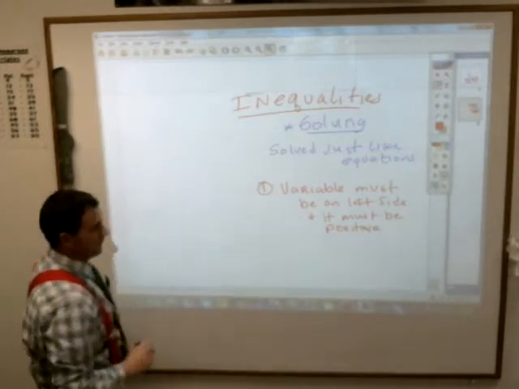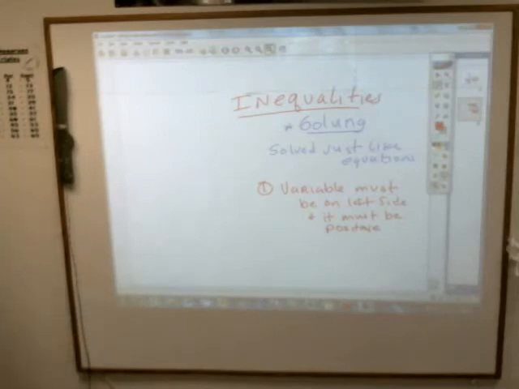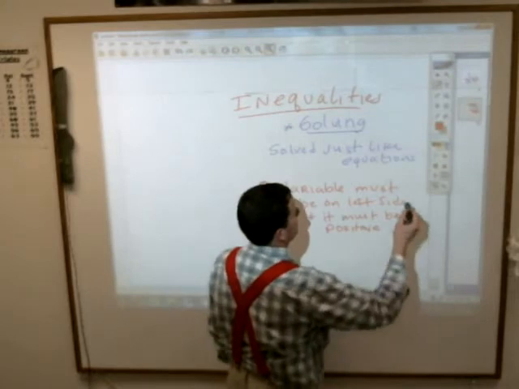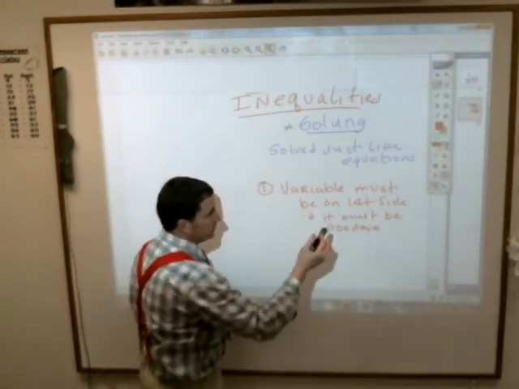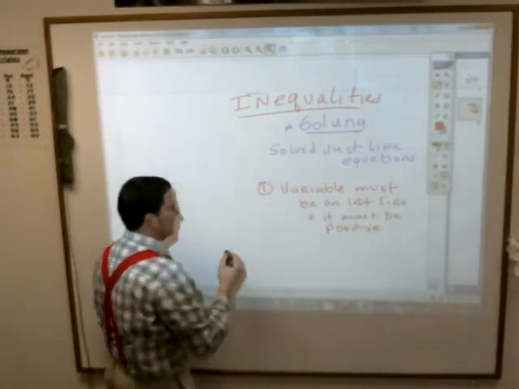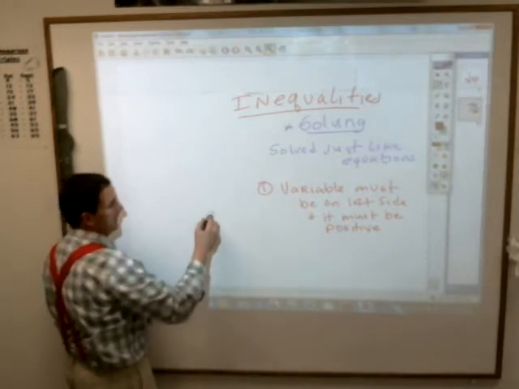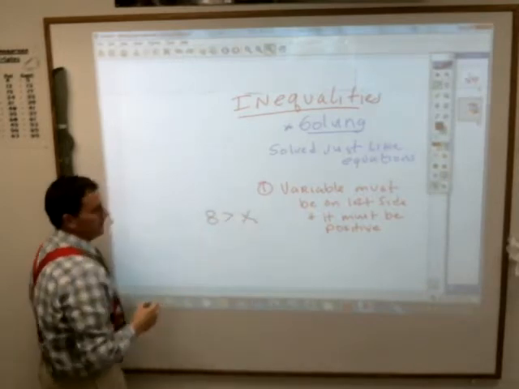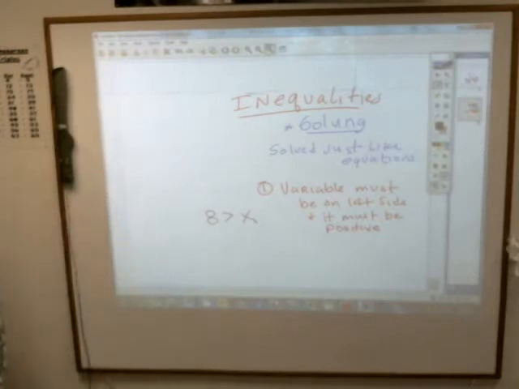I'm not so much worried about graphing them, it's that you got to get them to a point where they can be graphed. So let's look at a couple examples of this. For example, if you have 8 is greater than x, that is not an acceptable way to write the inequality. The x needs to go on the other side.